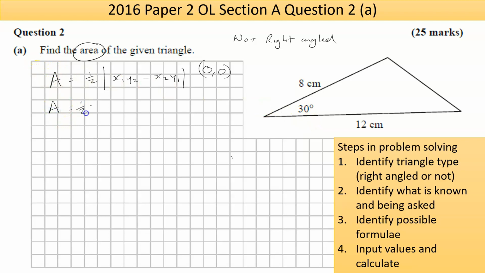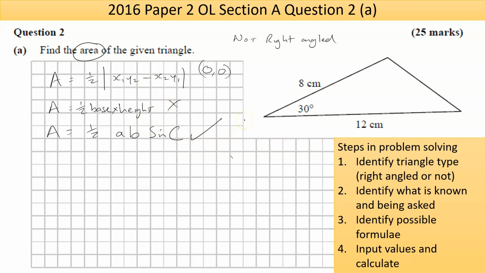A half base times height is basically for use with right angle triangles, so that's not really going to work. The other formula that might come up is a half A times B times sine C. So I have a strategy. I have an area formula, and this one looks like it's going to work. You could even write down all three and kind of exclude them. So I'm going to go with this.